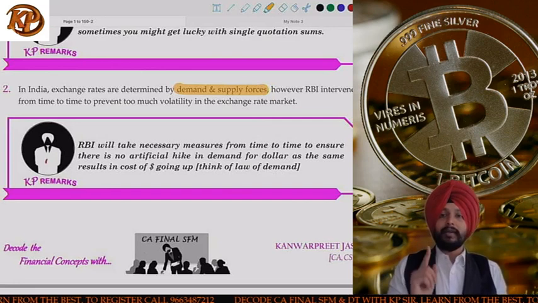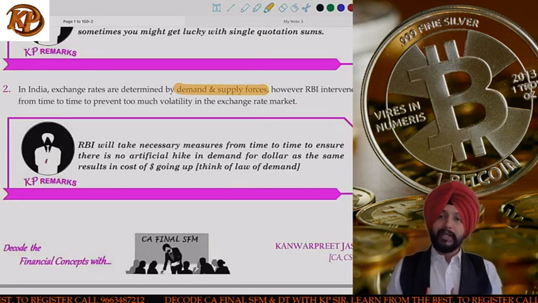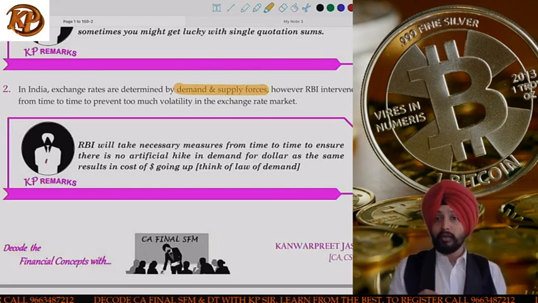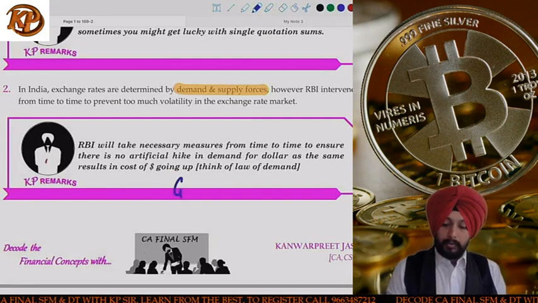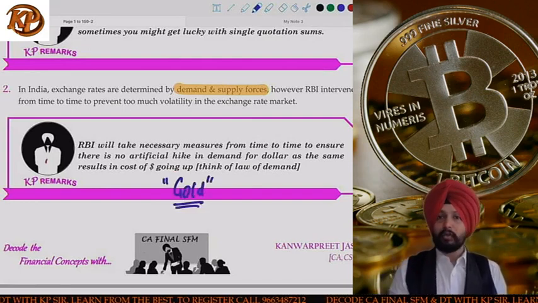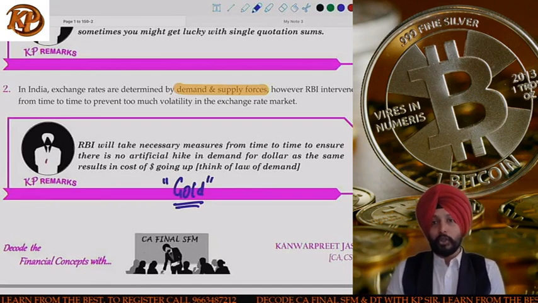I'll give it. India is a very big importer of gold. So whenever gold imports have to be discouraged, we will increase the import duty on gold.